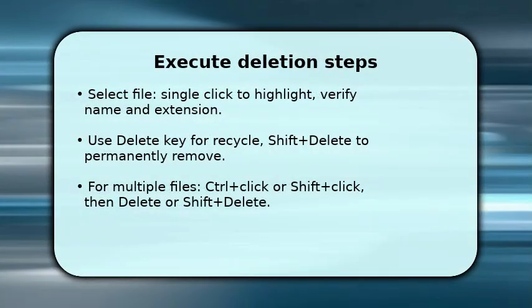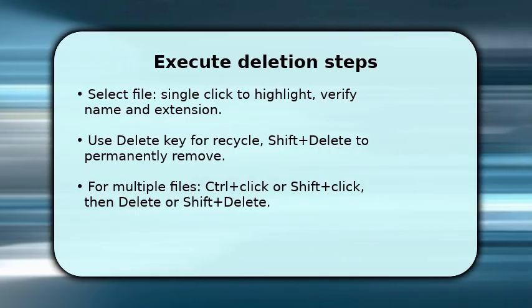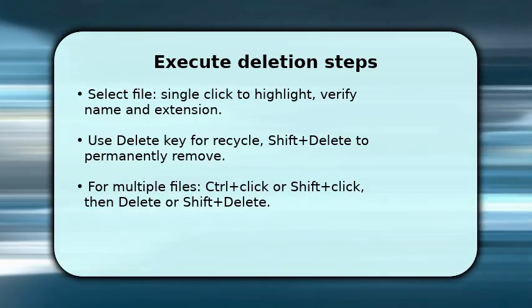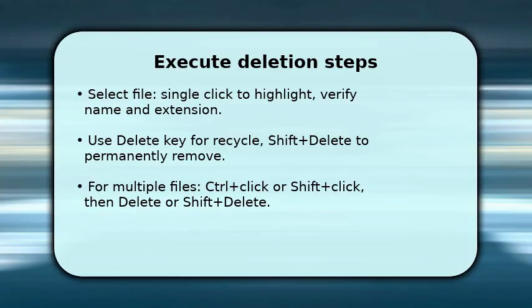You now select the file and verify the full name and XLSX or XLS extension so you're removing the right item. If you want a reversible action, press Delete to send the file to Recycle Bin. If you're certain, press Shift plus Delete to bypass the bin and remove it permanently. For many files, use Control plus click or Shift plus click to select a range, then apply the same key choices. Also, make sure you have permission to delete on network or shared folders.